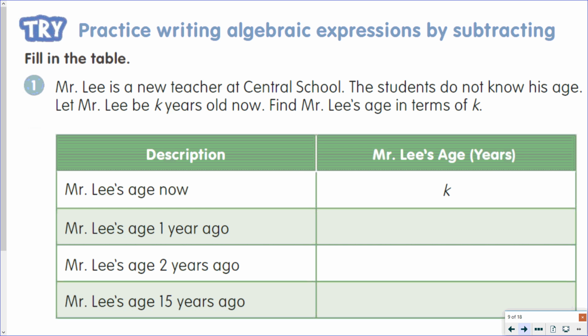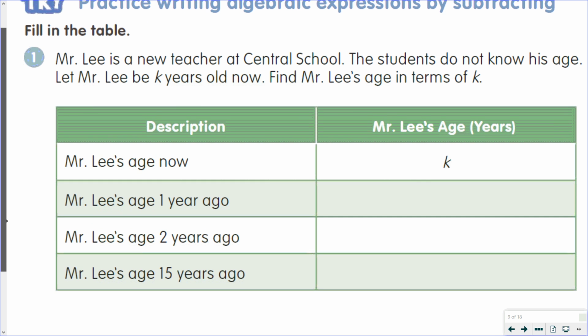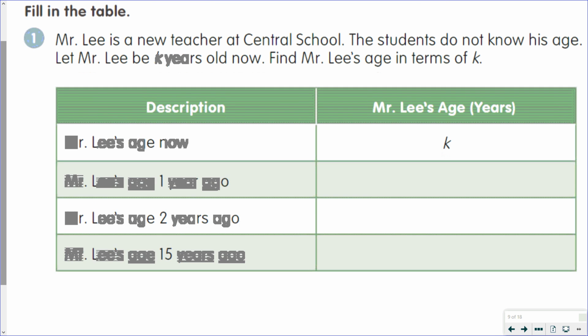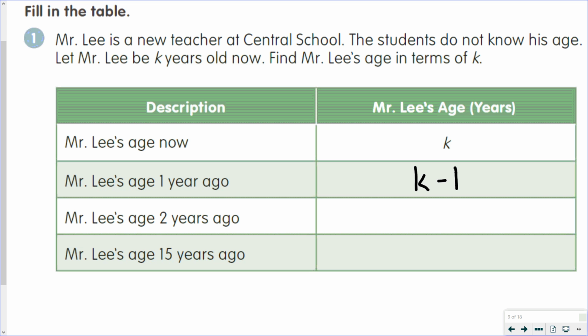So Mr. Lee is a new teacher at Central School. The students do not know his age. Let Mr. Lee be k years old now. Find Mr. Lee's age in terms of k. Well, 1 year ago, we would take Mr. Lee's age and subtract 1. 2 years ago, we would take Mr. Lee's age and subtract 2. And 15 years ago, take Mr. Lee's age and subtract 15.